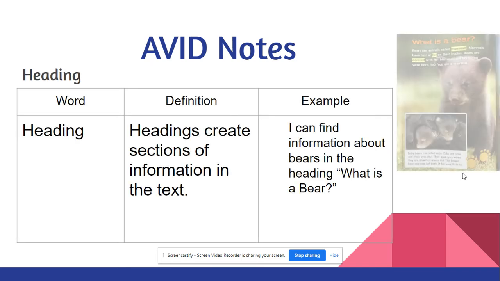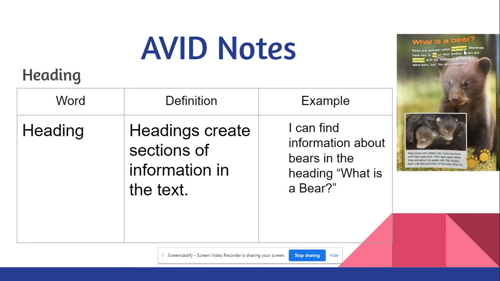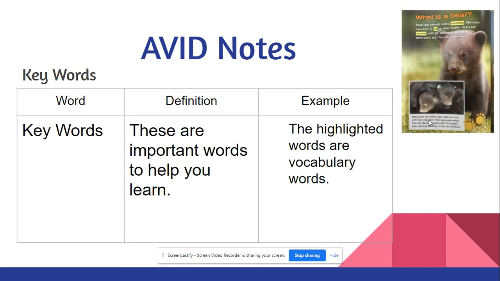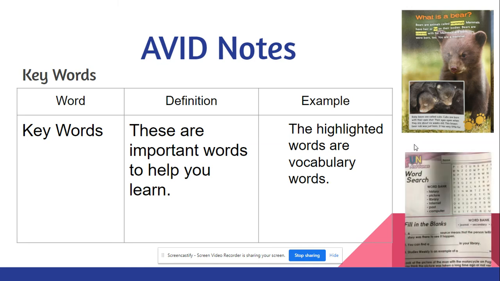And then the heading. The heading is very important. The heading chunks out that information and separates it where you know, oh, all of the text underneath the heading, what is a bear? All of that text is going to explain to me what a bear is. And then, of course, our keywords are our vocabulary words that we really want to be mindful of and pay attention to how they're being used in the text.